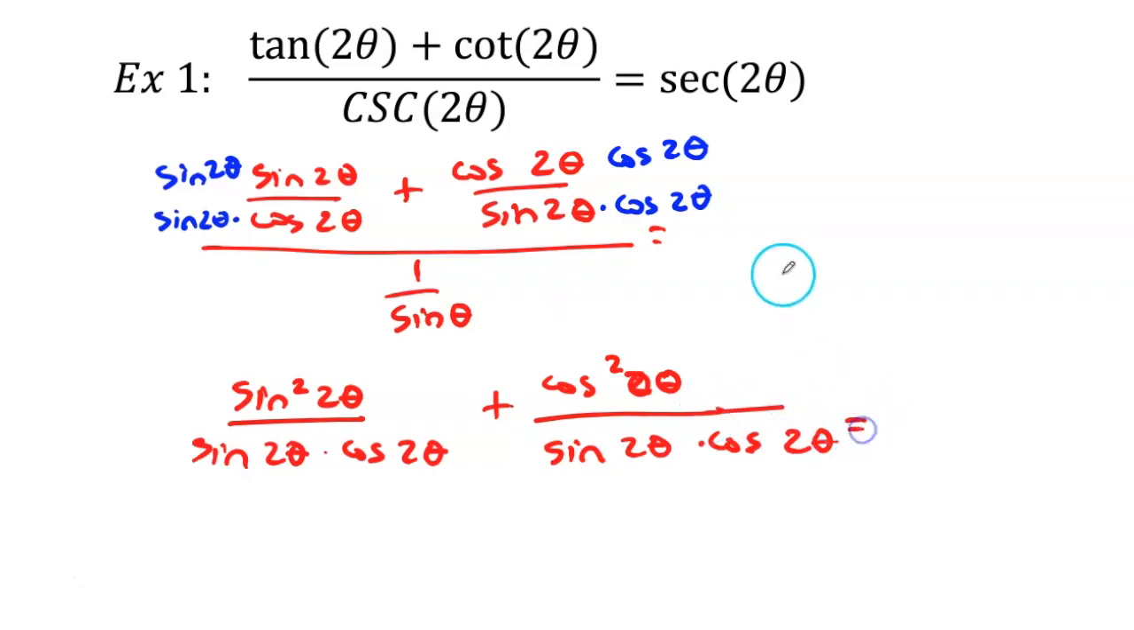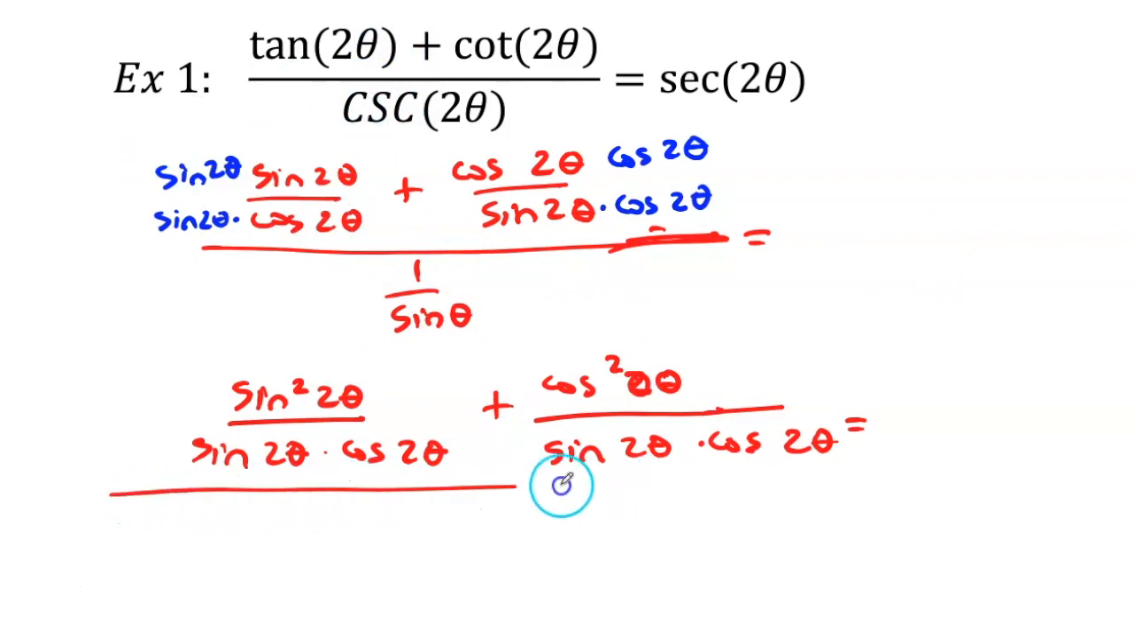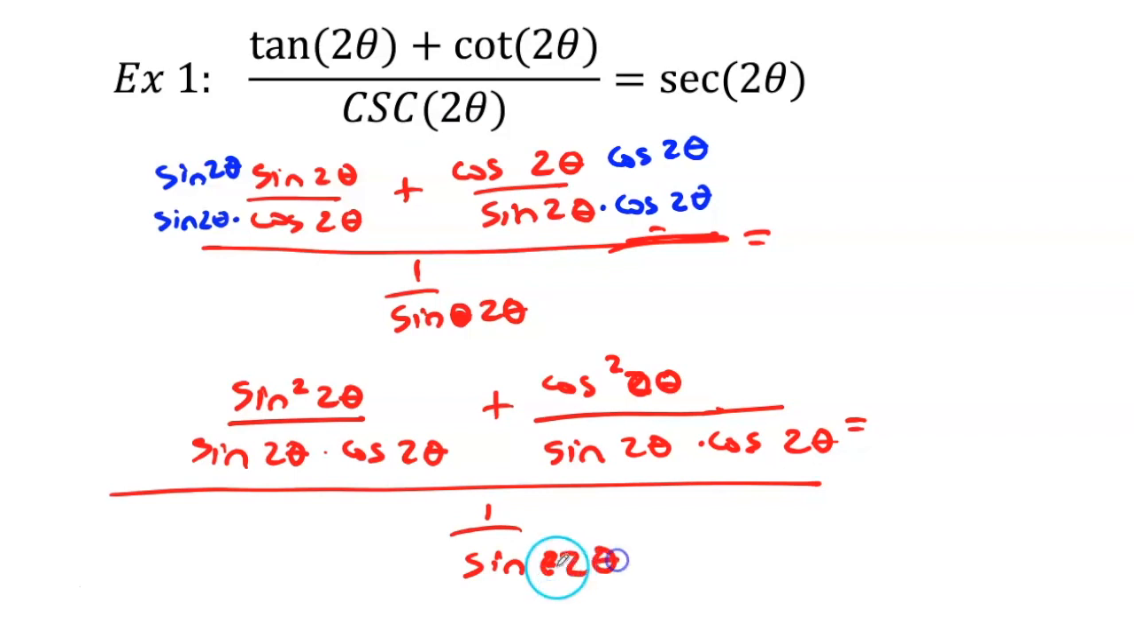If you notice, I'm working my way down. I don't go to the right. You always do identities on your way down, step by step. Going down, I have this 1 over sine of, oh, that should be 2 theta. This should be 2 theta, right? That's my angle, 2 theta.